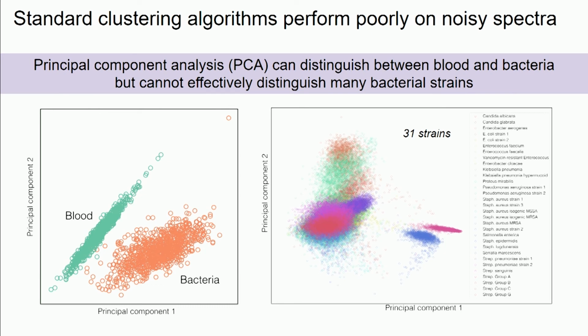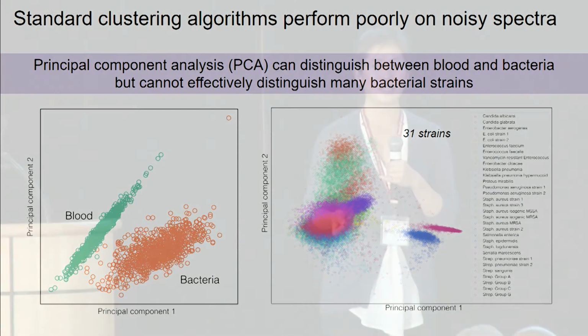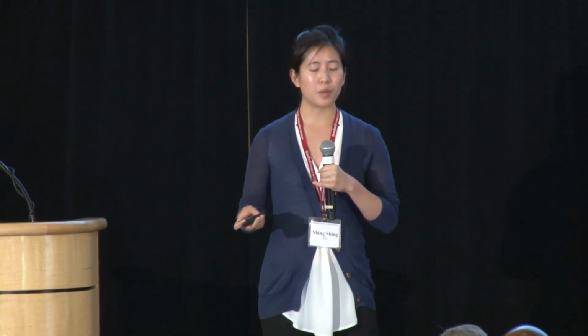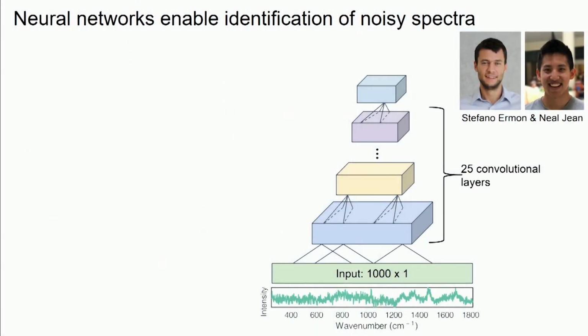So to approach this complex problem, we worked with our teammates in computer science, Stefano and Neil, who designed a neural network that inputs a Raman spectrum, filters it through 25 convolutional layers that serve to filter out the noise, and remap the spectra to a space where it's easy to separate different strains. Now, the output of this network is a classification of 1 out of the 31 strains that the Raman spectrum corresponds to.